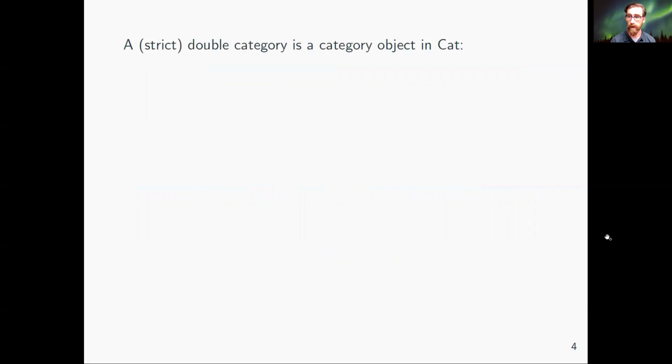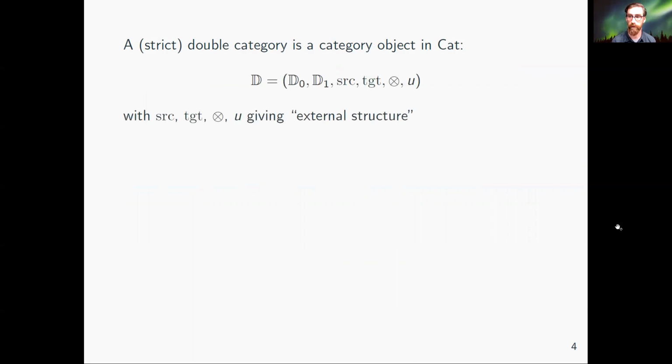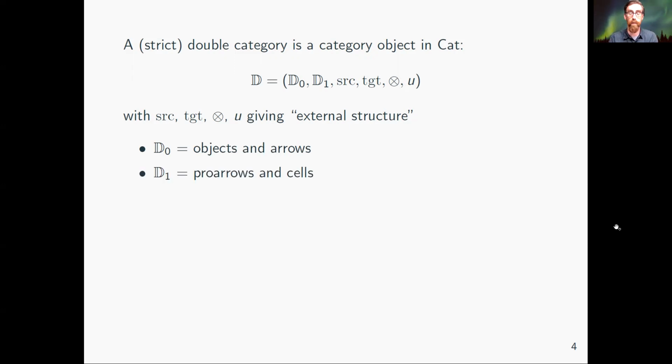So on our way toward an answer, let's first of all recall that a double category is a category object in Cat. We'll denote these, for example, by D with D0, D1, external source and target functors, an external composition, which would be given by a tensor, and an external unit U. So D0 is a category that gives the objects and arrows of the double category, and D1 is a category that gives the pro arrows and cells of the double category.